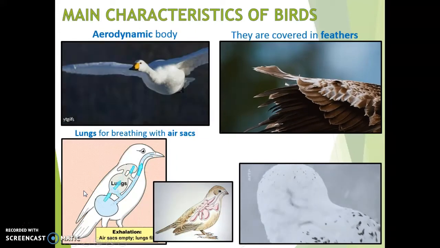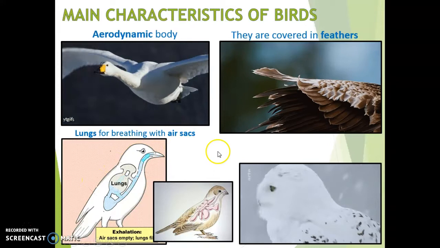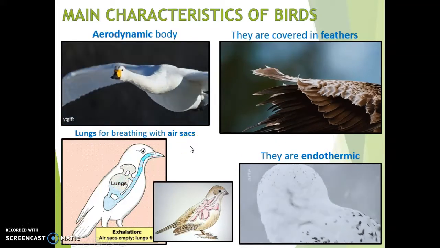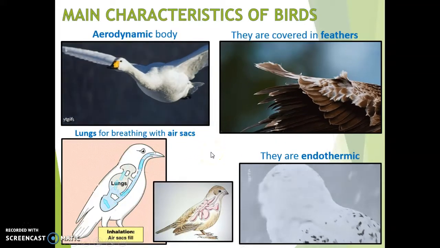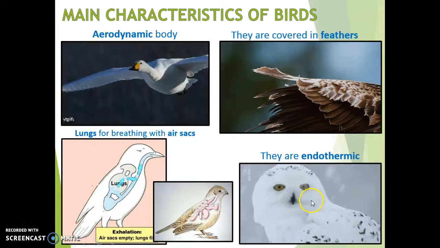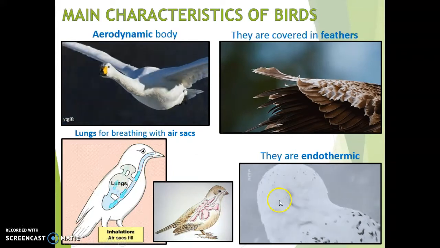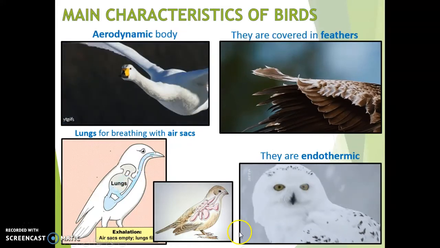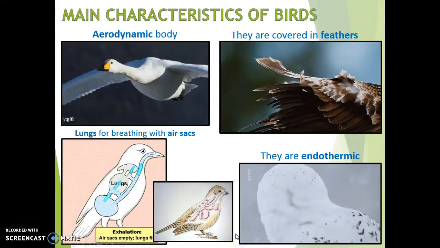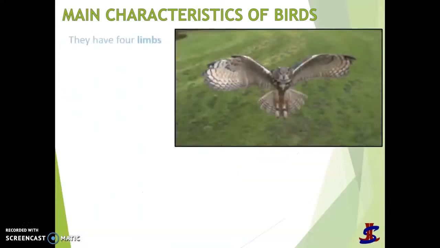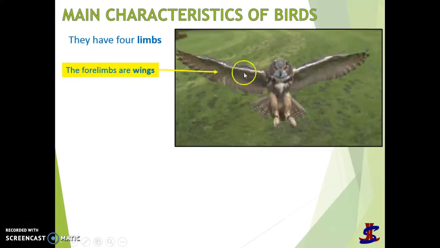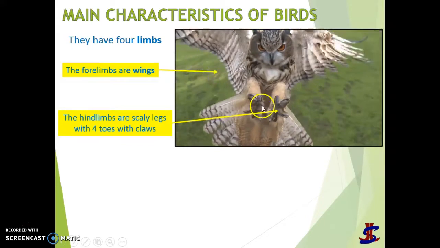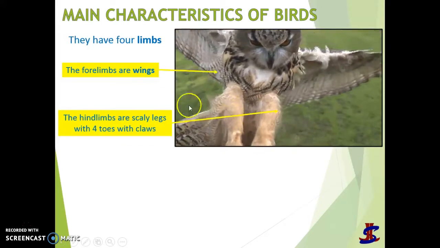That's really amazing. And then for the first time let's welcome our first endothermic animals, our first hot-blooded animals. This is an evolution compared to reptiles that has allowed birds to invade cold areas. They have feathers which protect them, and they have the capability of keeping their body temperature regardless of the temperature outside. What more? They have 4 limbs. They have the wings, which are two of the limbs, and they have scaly legs with 4 toes and big claws, like this owl down here.